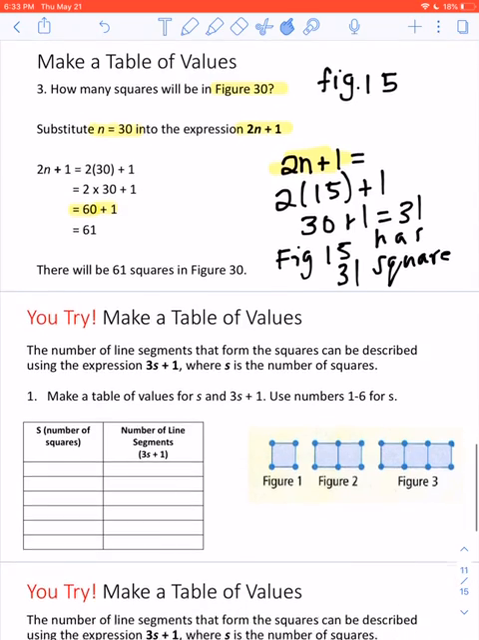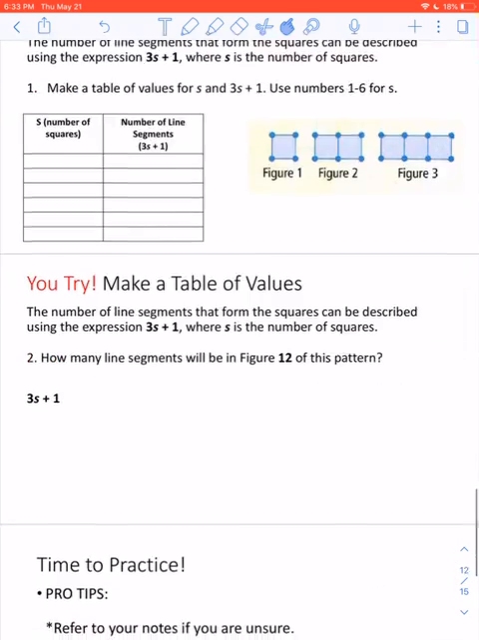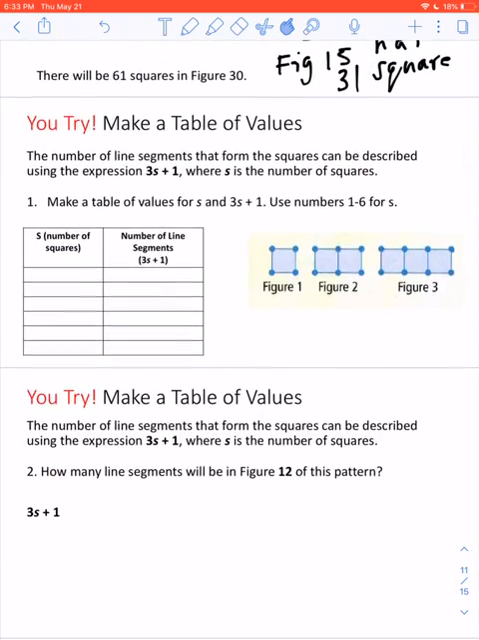Okay, you try. There's 2 questions here that you can try. Pause the video. It's the exact same type of question, different numbers. And when I say line segments, what I mean by that is for this first one, figure 1 has 1, 2, 3, 4 line segments. A line segment is a line in between the 2 dots. Okay, so good luck. Give it a try.